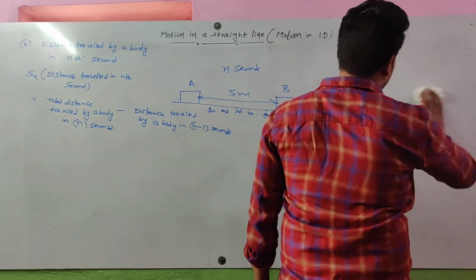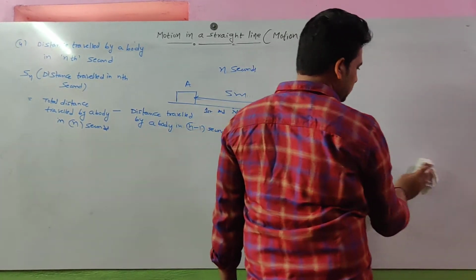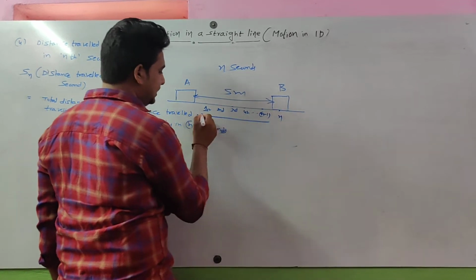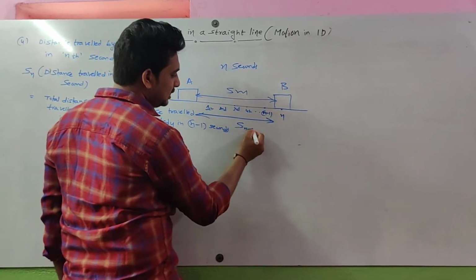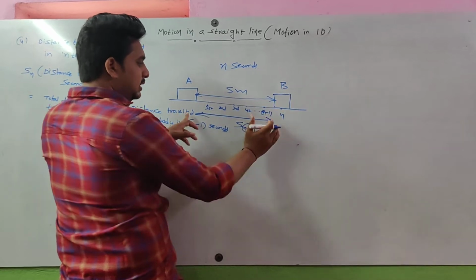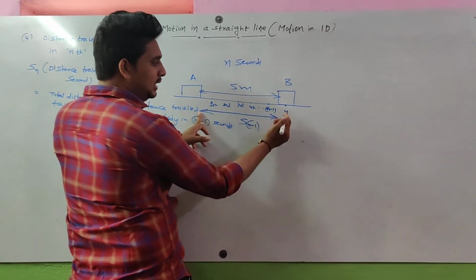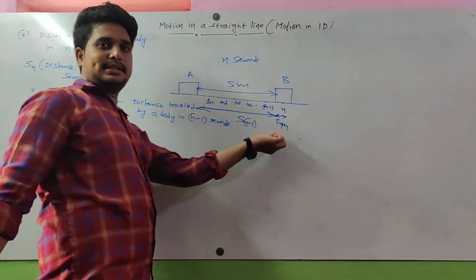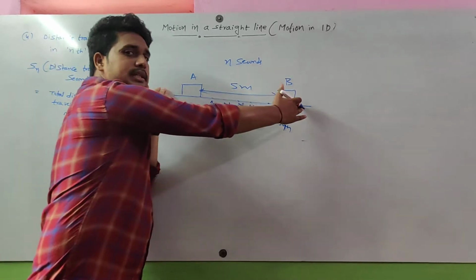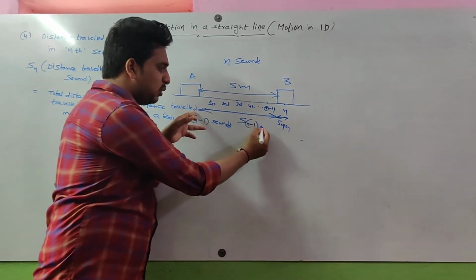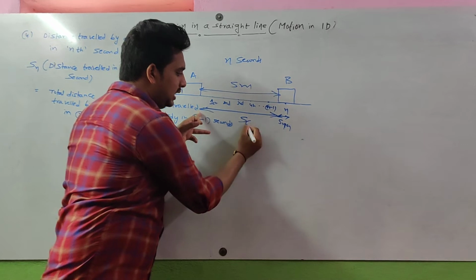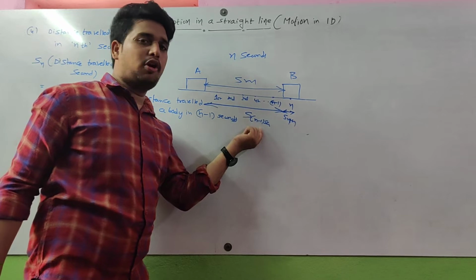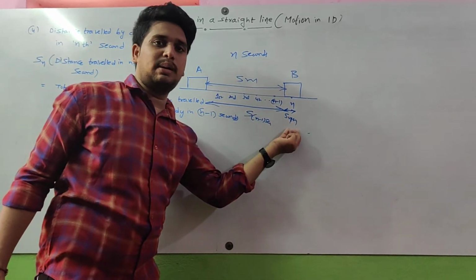So, total distance traveled by the body minus distance traveled by the body in n minus 1 seconds. This is the total distance. This is the distance traveled by the body in n minus 1 seconds. Then we get the distance traveled by the body in the nth second. So total distance minus distance traveled by the body in n minus 1 seconds gives the distance traveled by the body in the nth second.